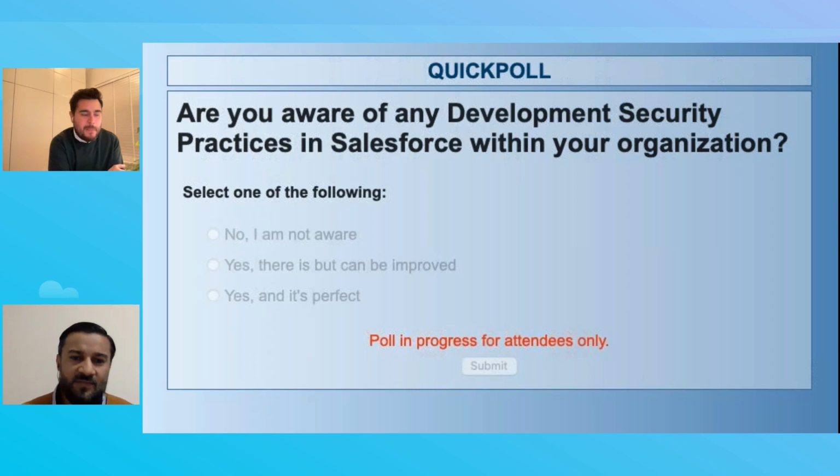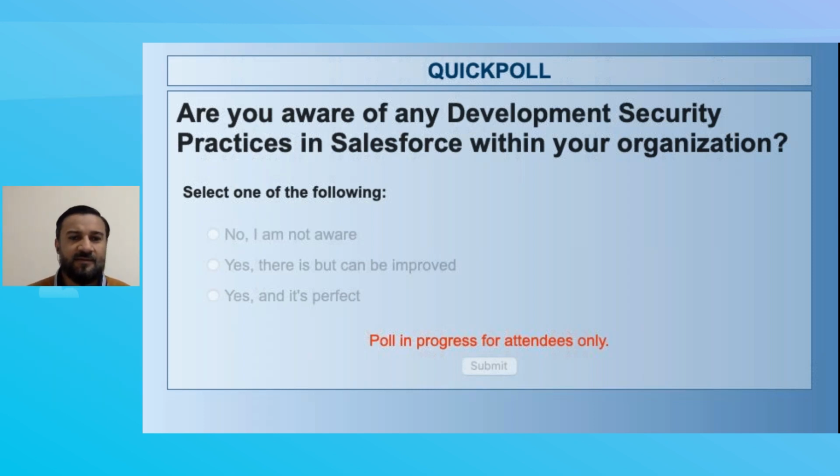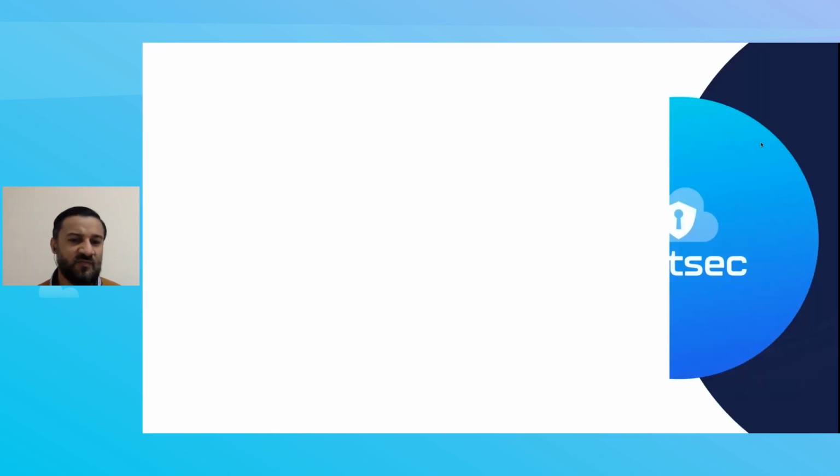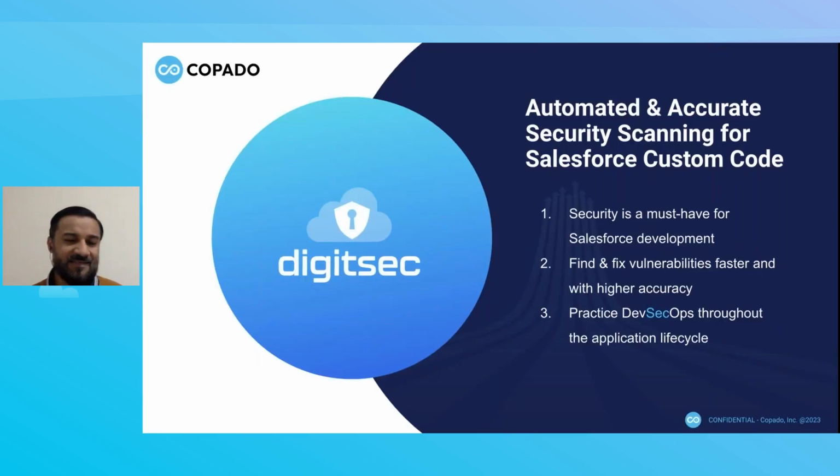Thank you, Alan. That was really interesting to get that poll data. I think it's important to understand that security is really a journey and an approach, much like DevOps, right? You cannot say you're 100% perfect when it comes to DevOps. There's always room for improvement. And the same can be said for security, right?